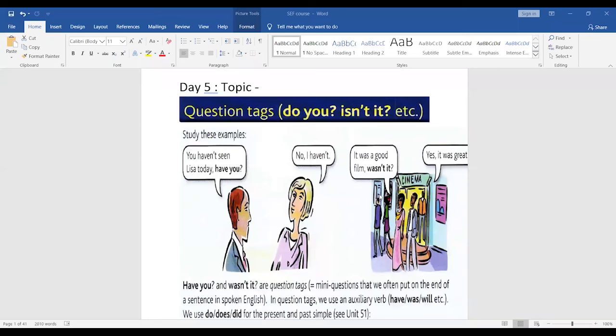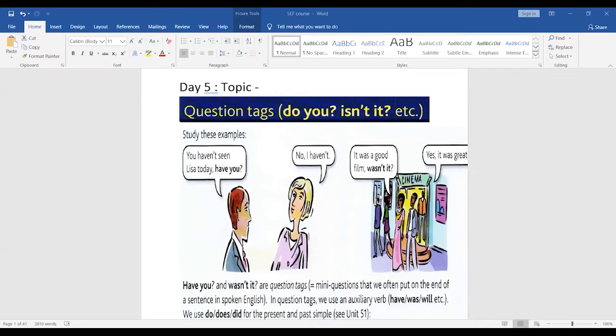Hi there. Today is day 5, and the topic for today is a very interesting topic. It's called question tags. For example, if someone asks you, "Do you..." something, then at the end you need to respond, you can ask a very small question, "Isn't it?" And then the other person will give you a response. Now, that "isn't it" is a question tag. It's a very small question.